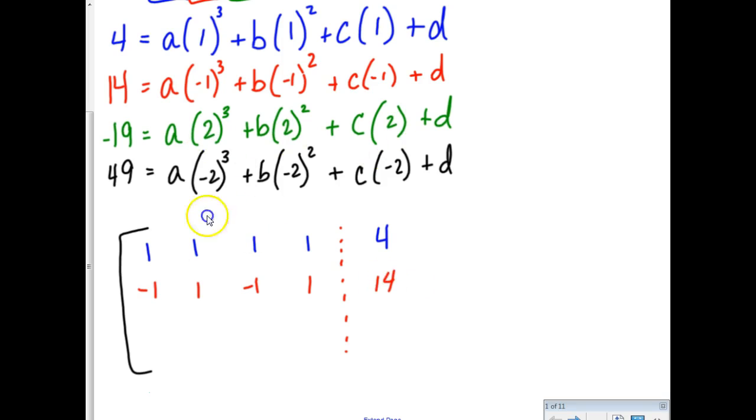All right, for the green line, 2 to the third is really an 8. 2 squared is 4. And then we have a 2. And we have a 1. And the solution part of that is negative 19. And then that last one, negative 2 to the third power is negative, oh, wrong color, negative 8.